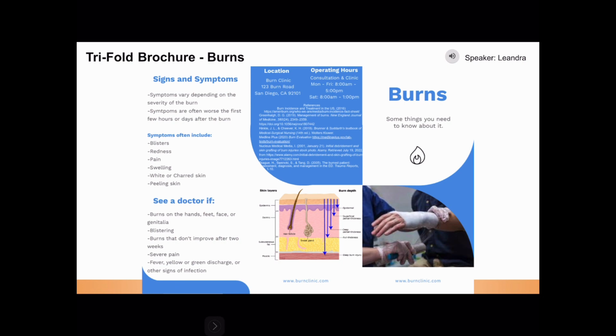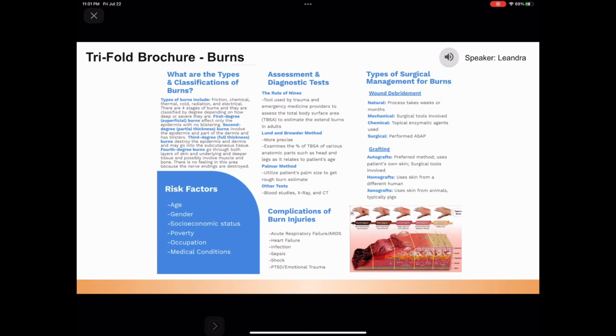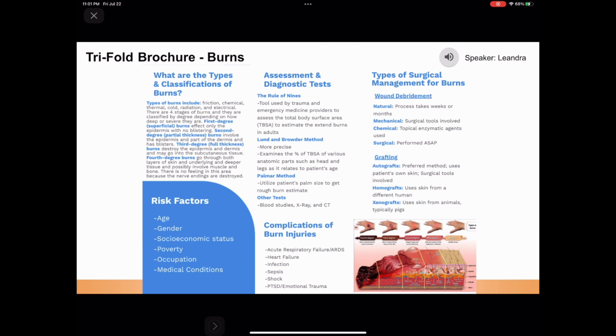Next slide. On the other part of our trifold brochure, it discusses the types and classifications of burns, some risk factors, assessment and diagnostic tests, some complications that may occur from burn injuries, and types of surgical management for burns, such as wound debridement and grafting. Next slide.